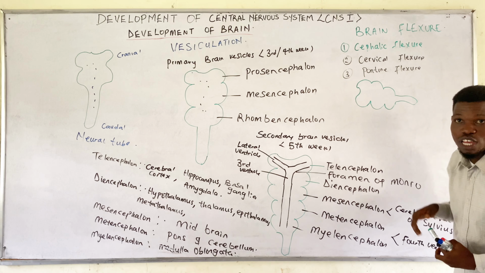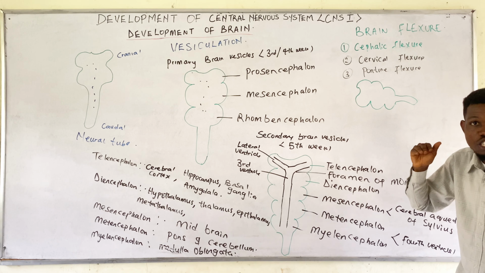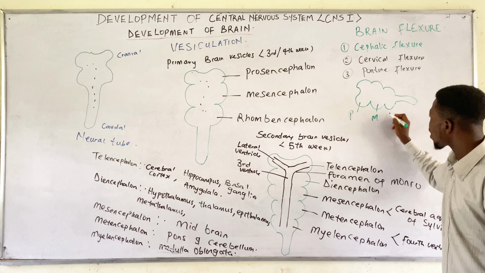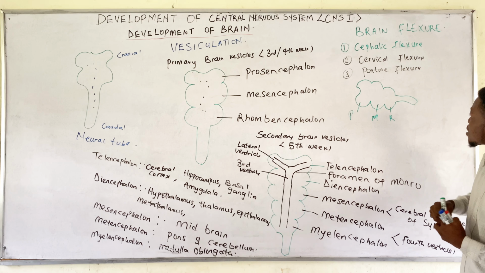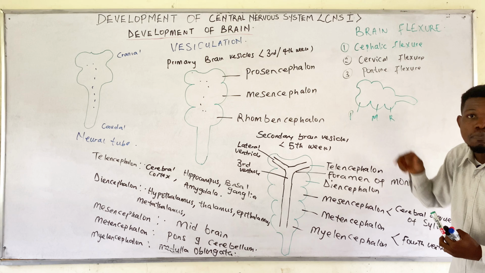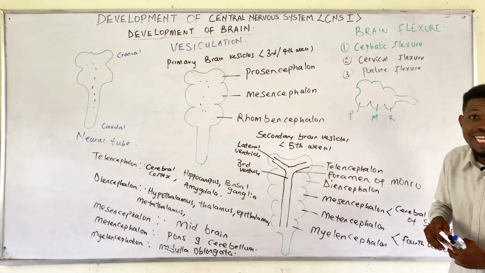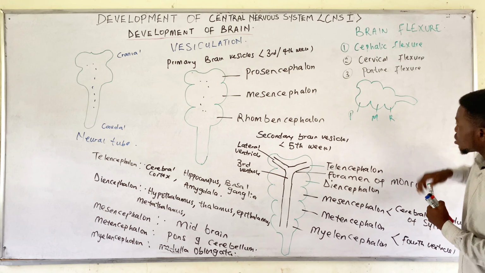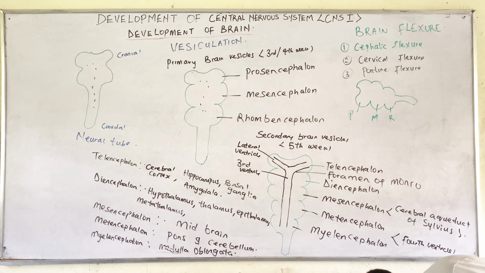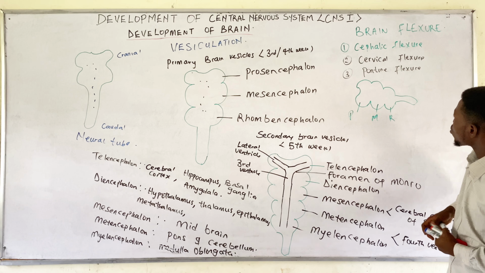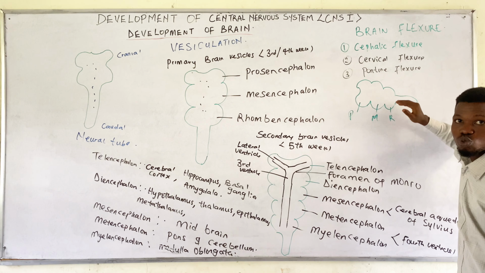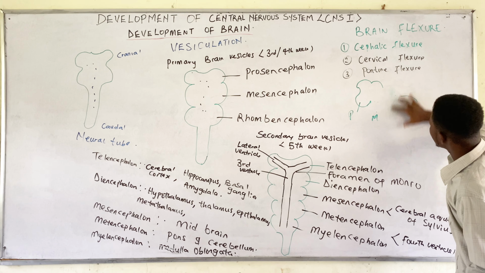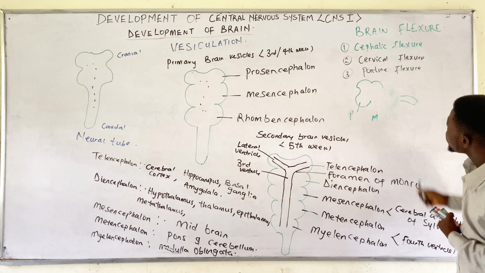So how did the cephalic flexure occur? This is the prosencephalon, this is the mesencephalon, and this is the rhombencephalon. Cephalic flexure occurs at the junction of the mesencephalon. That is why sometimes it is regarded as mesencephalic flexure. Now, what happens to the mesencephalon? Now, let's look at it. This part of the mesencephalon, they fold and become something like this. This is the mesencephalon. So, the mesencephalon folds.